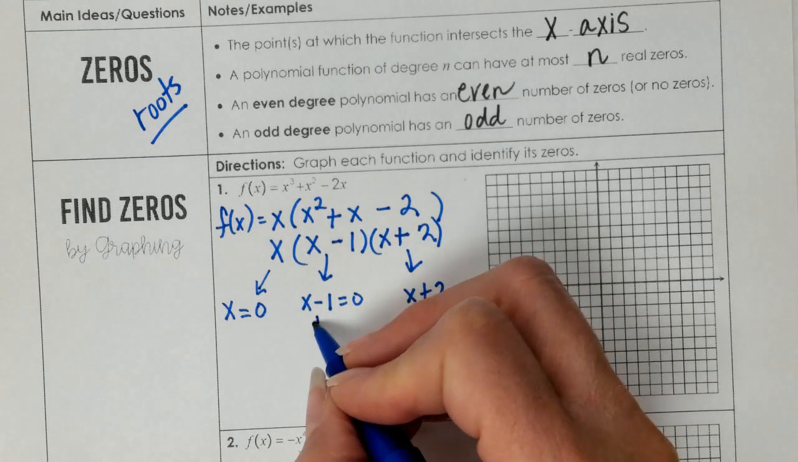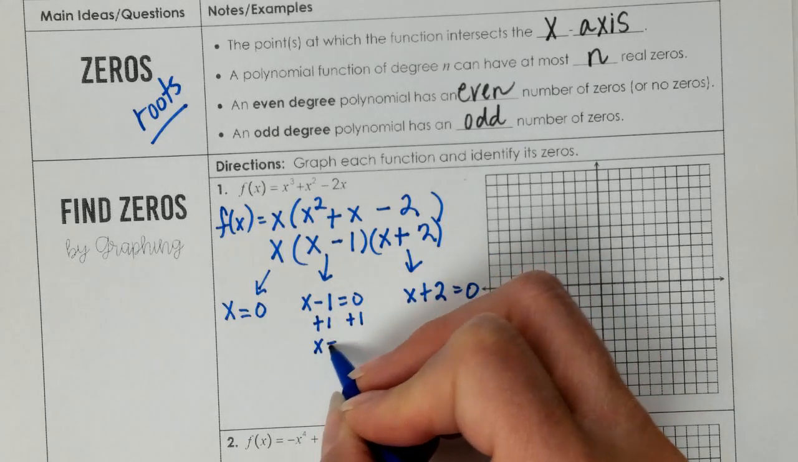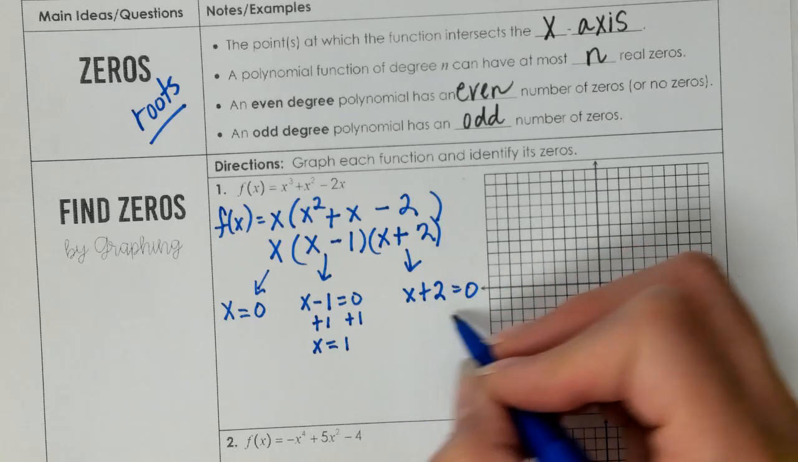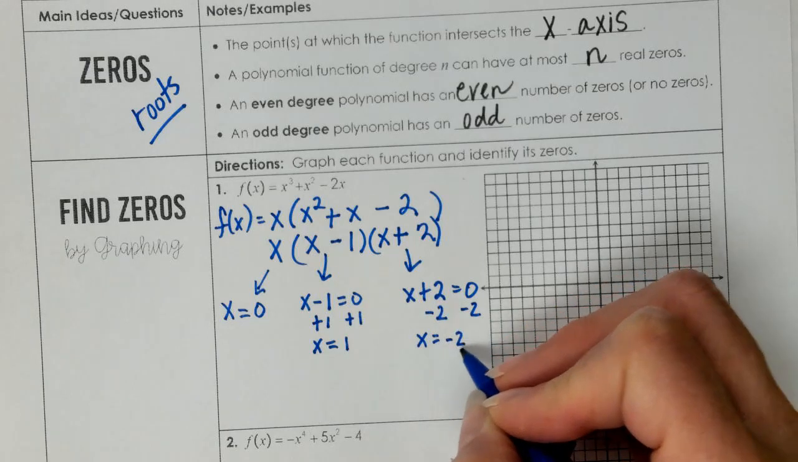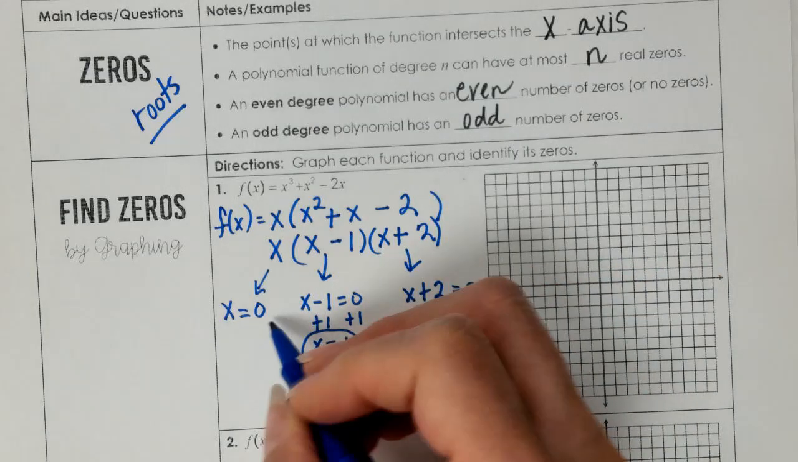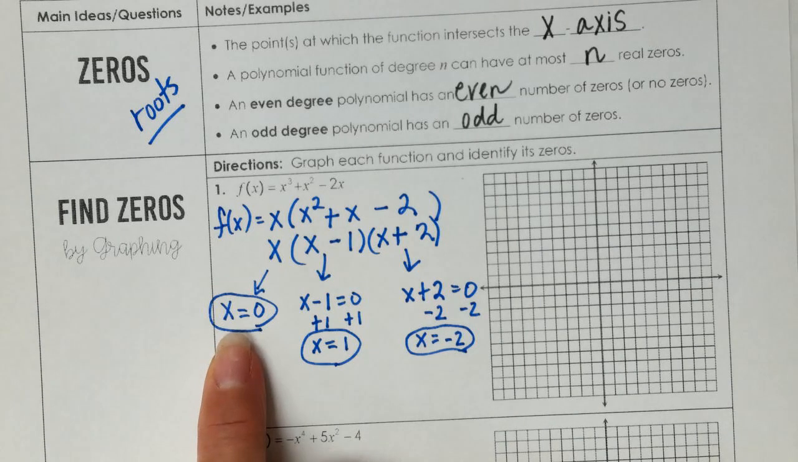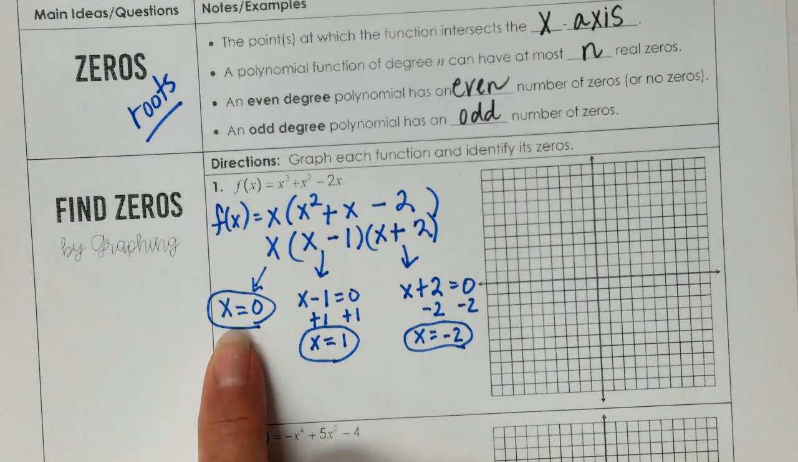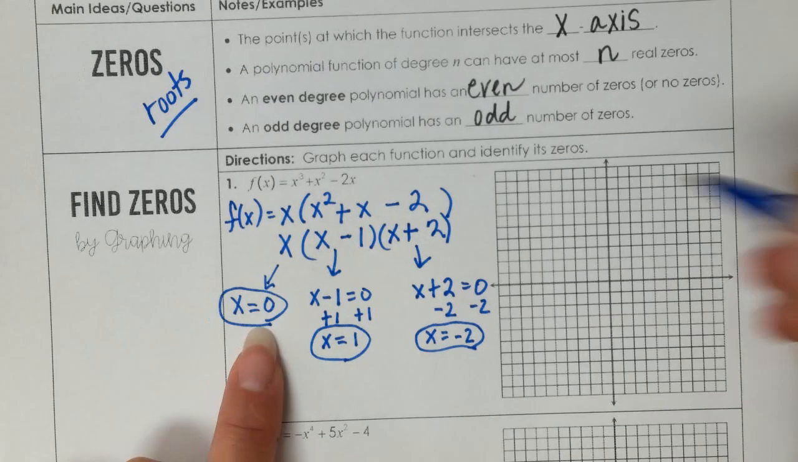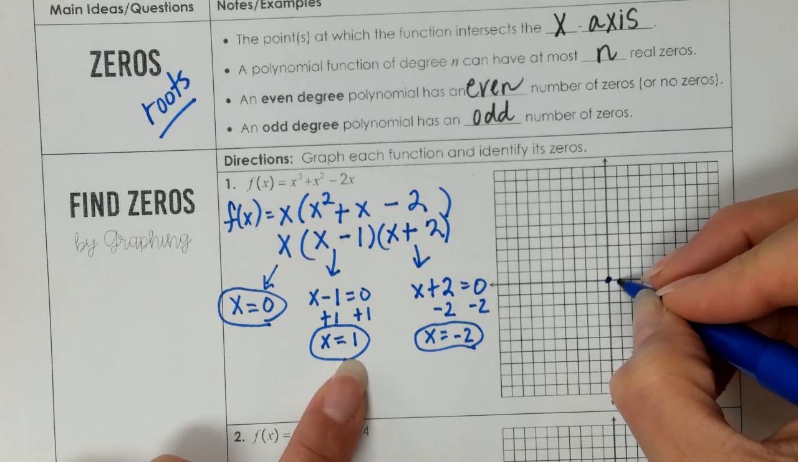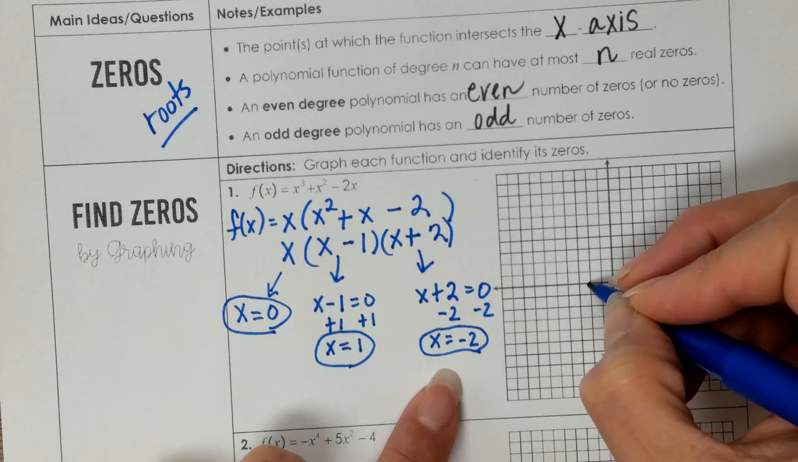So this one I would add 1 over. When I add 1 over, I get x is 1. On this one, I would subtract a 2, and it's going to give me a negative 2. So we have our zeros, and even that first one, when you equal it to 0, it is 0. So these are the zeros for this particular problem. It wanted us to sketch the graph. So I know that it's going to go through the 0, the positive 1, and the negative 2.